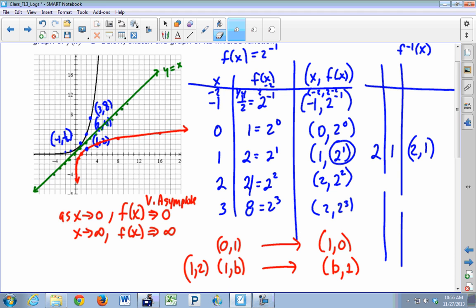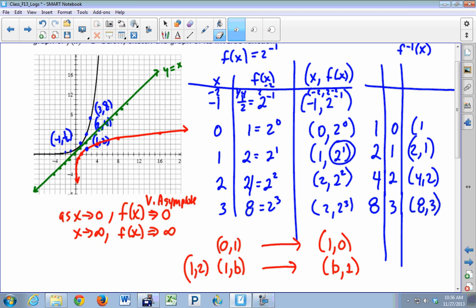All right. I'm switching my inputs and my outputs. So what would the point (2, 4) become on my inverse function? We graphed it. Go ahead, Glenn. (4, 2). Okay. And my point (3, 8) on my exponential function became (8, 3). Okay. And now let's go the other direction. We'll go to (0, 1), which now became (1, 0).